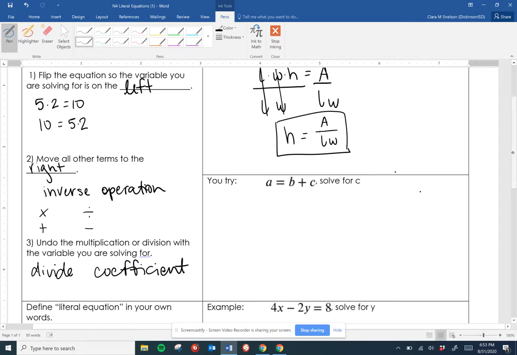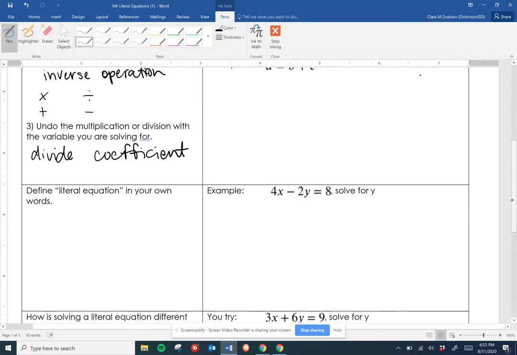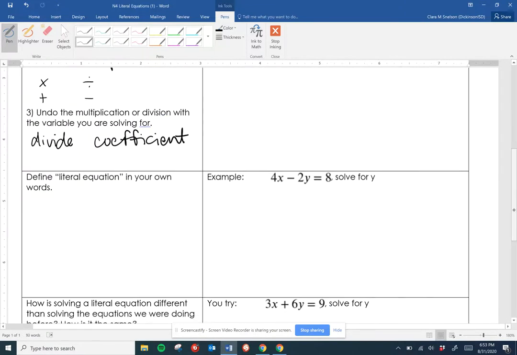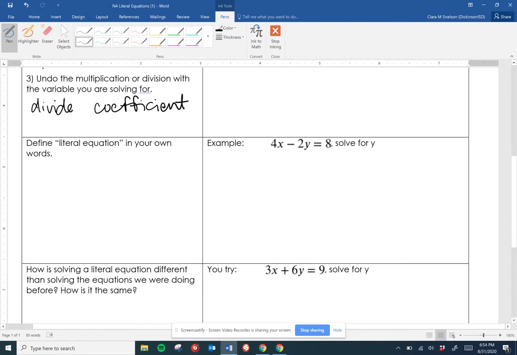Okay, so on the next example, you can see we have 4x minus 2y equals 8, and we're solving for y, so we don't need to flip our equation because the y is already on the left. So what I want to do next is I need to move this 4x here to the right side. I need to move it over to isolate the y. So the opposite of positive 4x is going to be negative 4x or minus 4x. Okay? 4x minus 4x is 0. That is going to cancel out. And I have negative 2y left over.